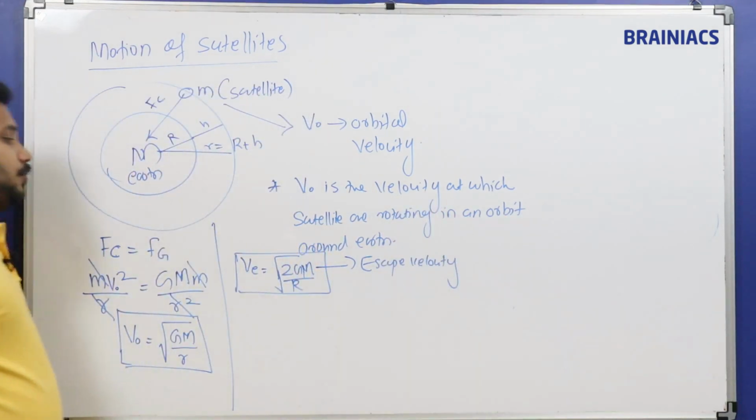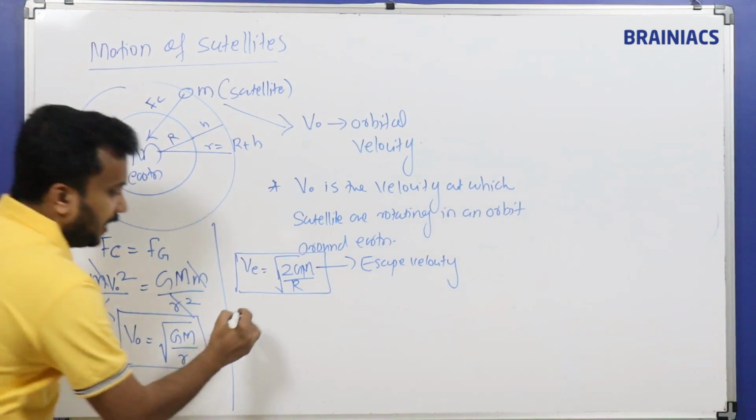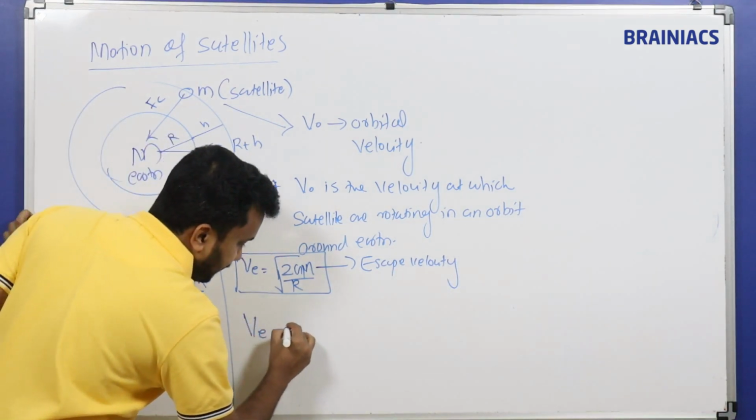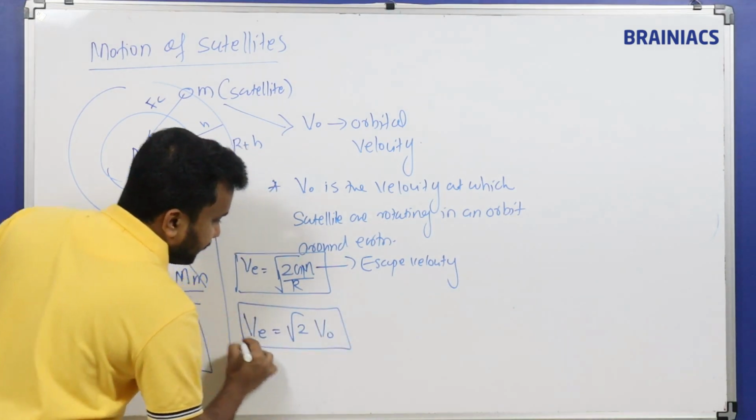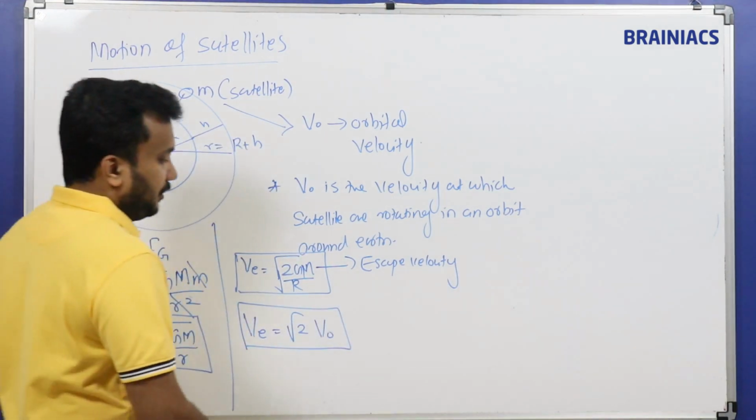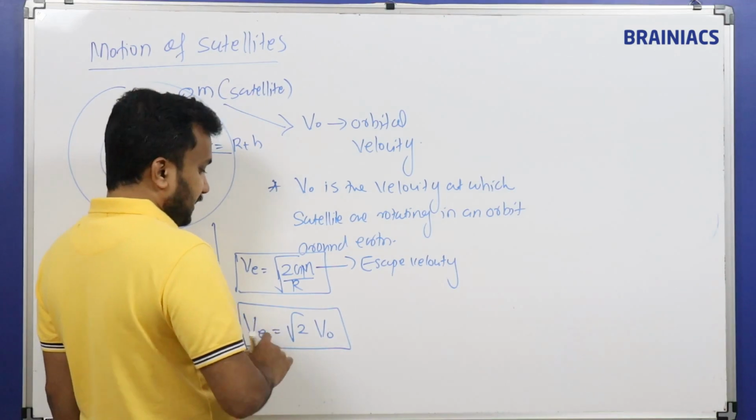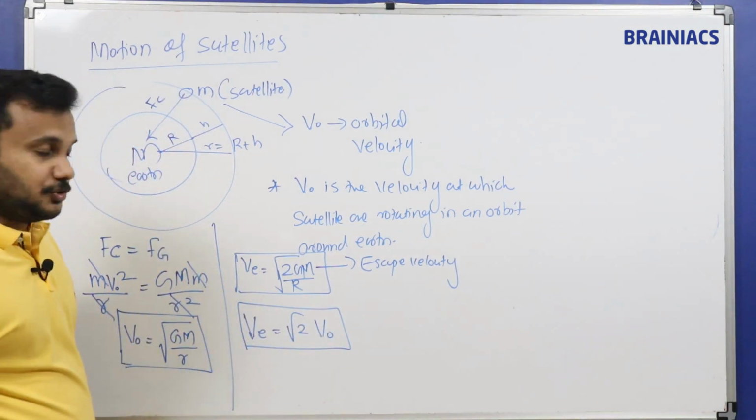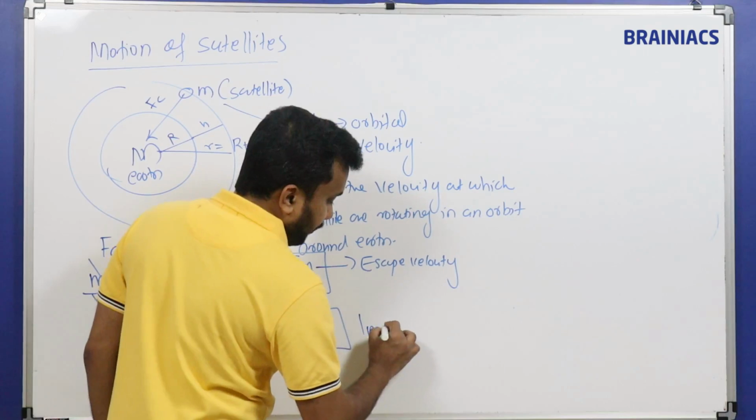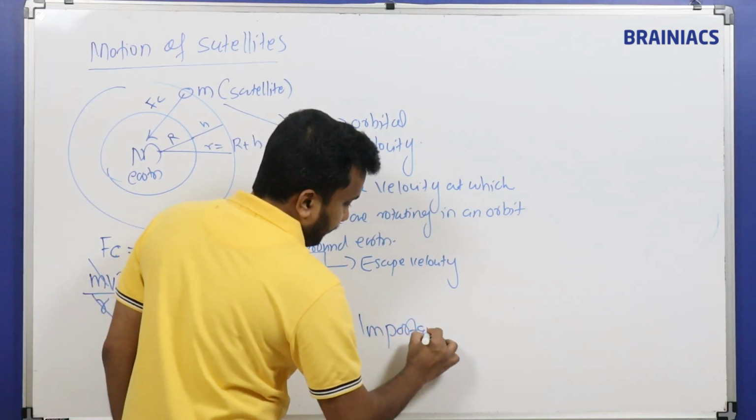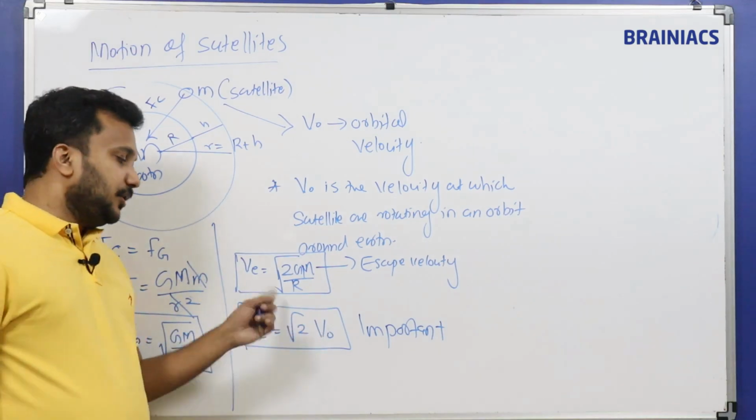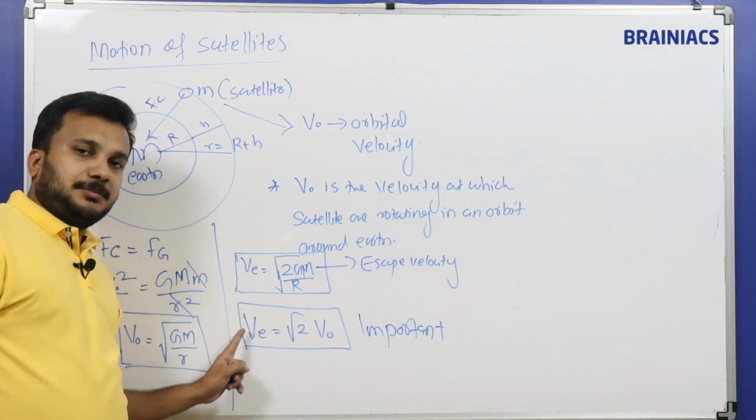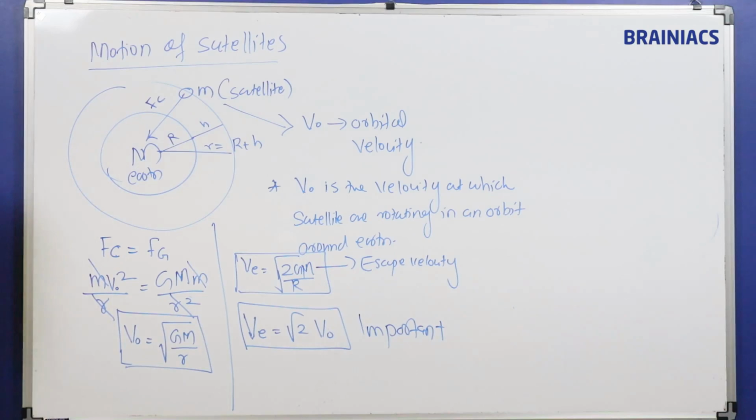Okay, so now what is the relation between these two? I know escape velocity is equal to root 2 times of orbital velocity. Very important. Escape velocity is equal to root 2 times of orbital velocity. Once you get escape velocity, you can find out orbital velocity. Once you get orbital velocity, you can find escape velocity by multiplying with root 2.